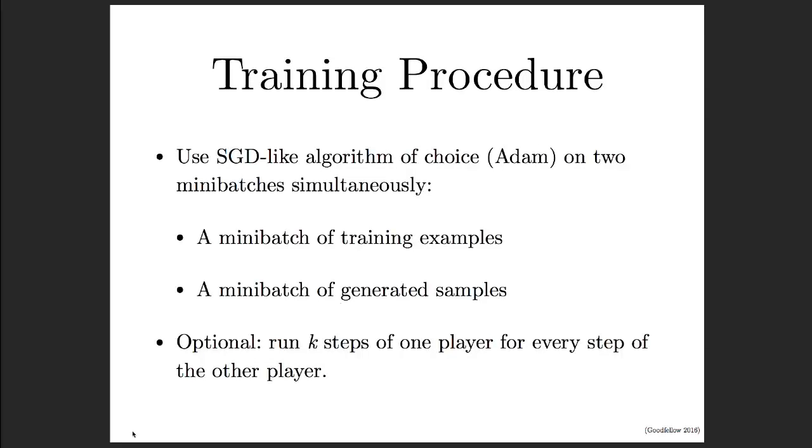So the training procedure is to choose an optimization algorithm. You can pick your favorite one. I usually like to use Adam these days. And then repeatedly sample two different mini batches of data. One of these is a mini batch of training examples that you draw from the data set, and the other mini batch is a set of input values Z that we sample from the prior and then feed to the generator. We then run gradient descent on both of the players' costs simultaneously. In one optional variant, we can also run the update for the discriminator more often than we run the update for the generator. I personally usually just use one update for each player.